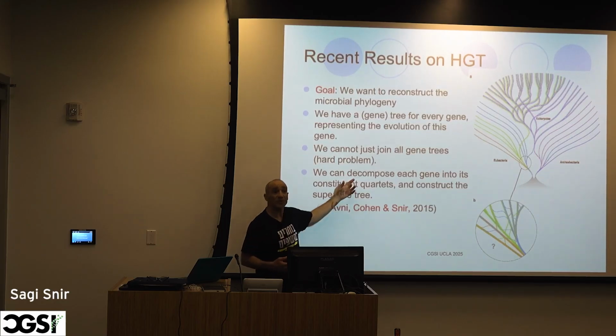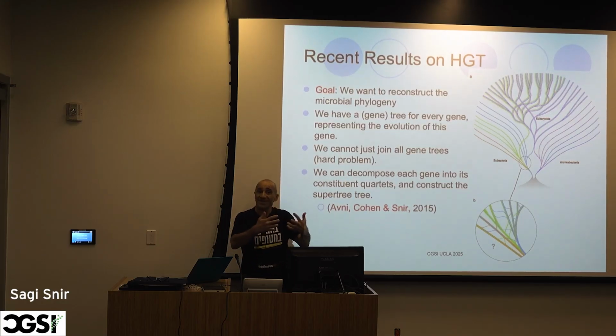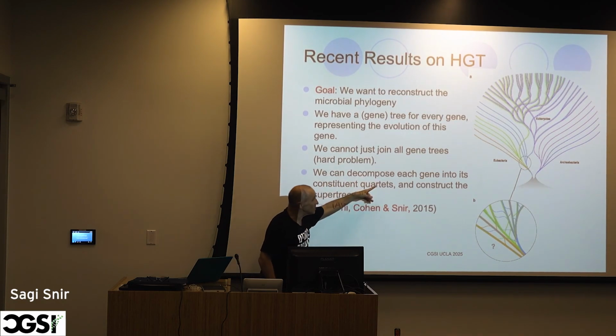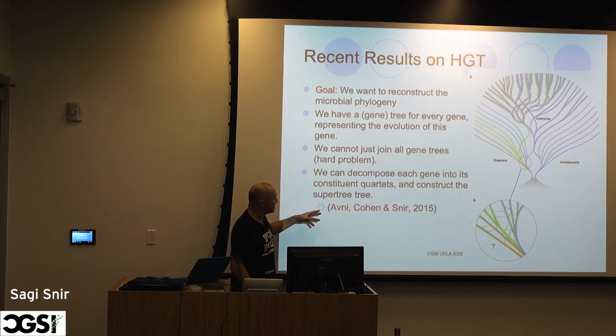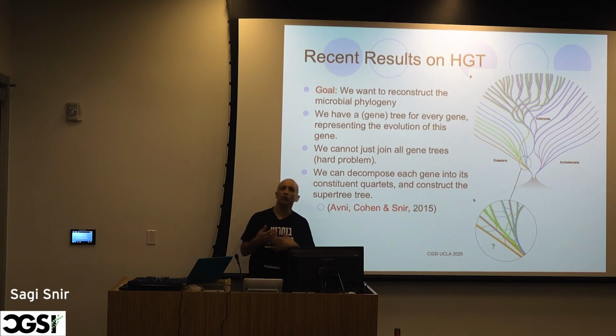Okay, wait a second. So we cannot just join all gene trees. It's a hard problem. Again, quartets disagree. A hard problem. Trees disagree. We can decompose each gene into its constituent quartets and construct the supertree of life. And this is some results. But this is one of the papers that we published. This is the weighted QMC.